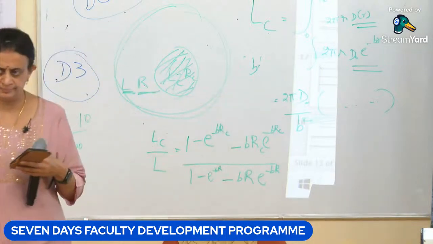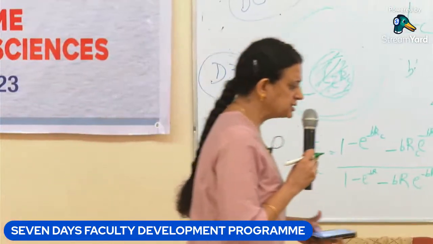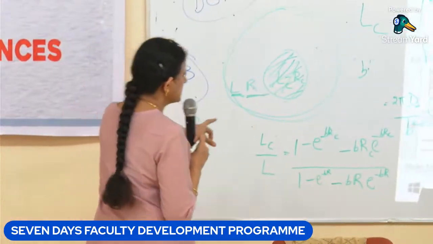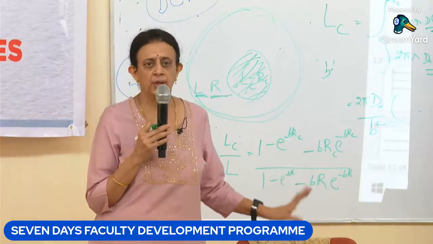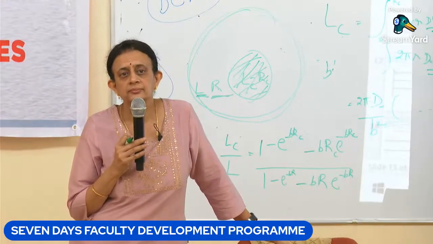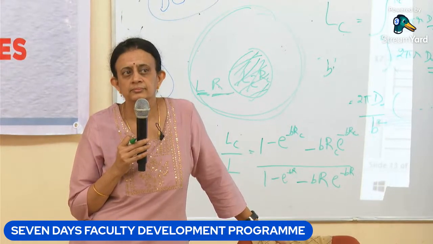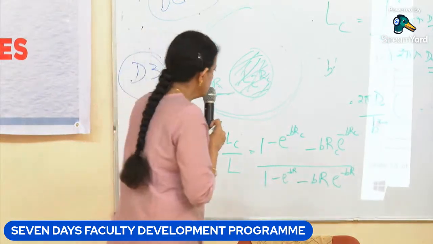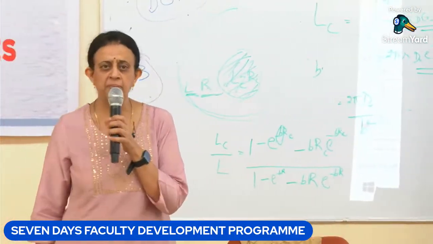When you integrate the equation from 0 to RC and 0 to R, this is the equation you get. And it is a single equation, single unknown. And the unknown is what? This is a single equation, single unknown. Unknown being our B, our friend B.